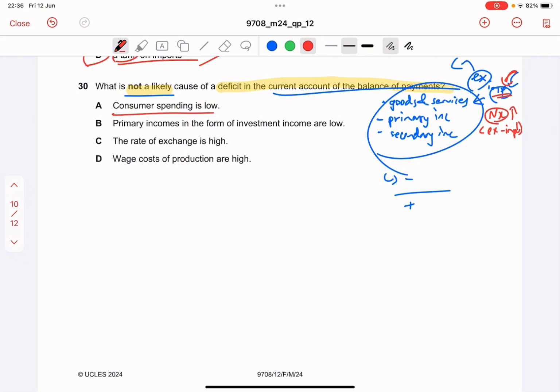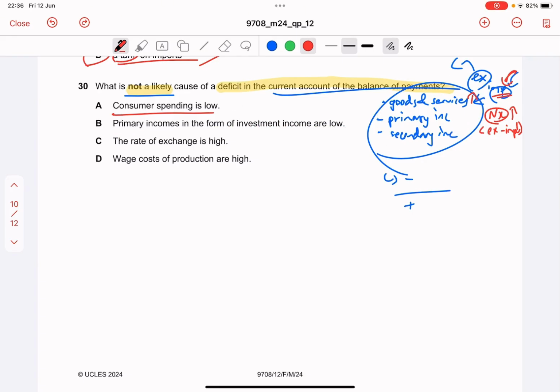That means trade in goods and services will rise. So this as a whole will increase, causing a surplus. So this is a reason why the current account balance will be in a surplus, and that is not a reason why it will be in a deficit. So this is a possible answer. Keep that in mind. The second one says that primary incomes in the form of investment income are low.